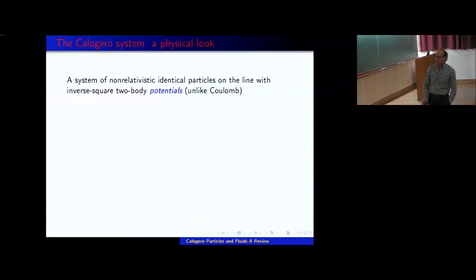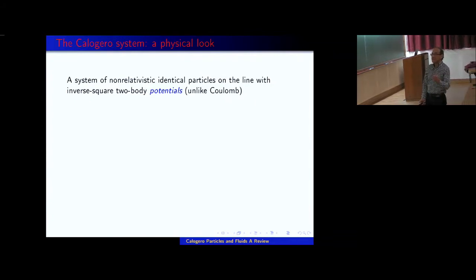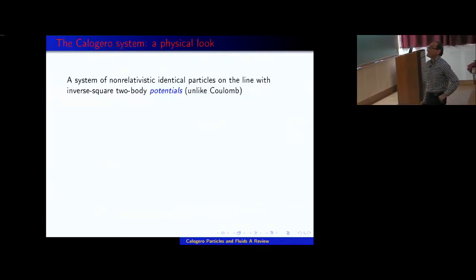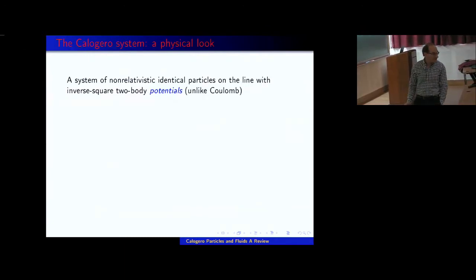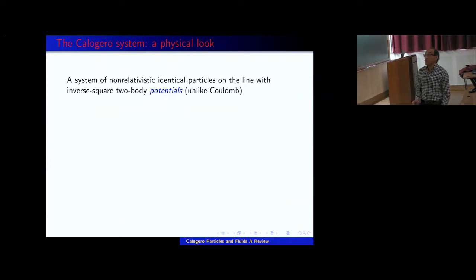So let's give a physical look to that system. Let's see what is so special about it. Of course, as we said, it's a system of identical particles. All of them have the same mass, and their interaction is permutation invariant. And their interaction is of the inverse square potential type, unlike Coulomb, not forces, but potential. That interaction is special for various reasons.